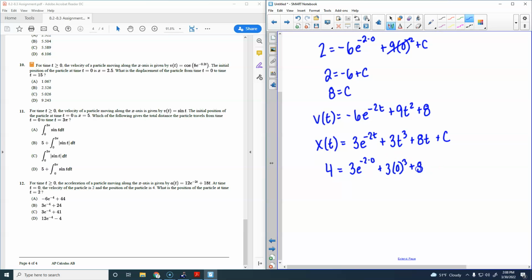A lot of times, not always, but especially with the exponential, they almost have to give you that, because if they don't, you'll have an equation you can't solve. So we'll get 4 equals 3 plus c this time. So 1 is our c, so x of t is 3e to the negative 2t plus 3t cubed plus 8t plus 1. I realize there's not nearly enough room there to do this.